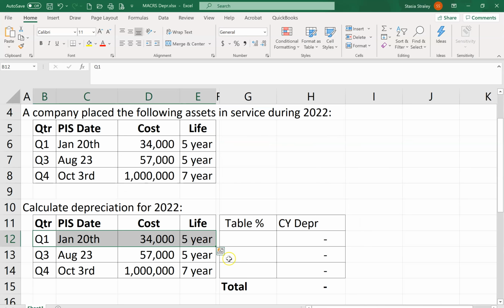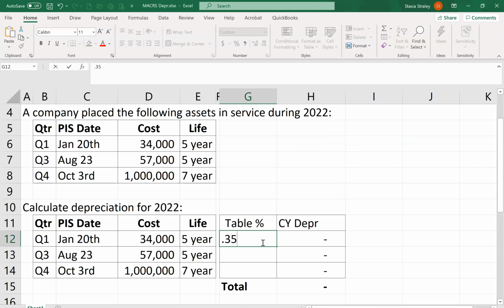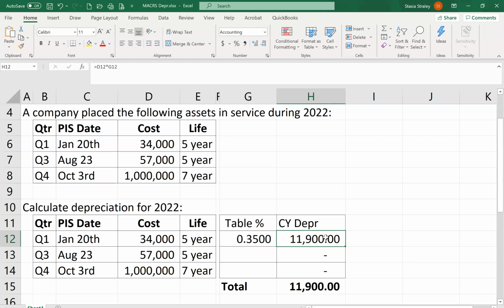So we're going to plug this in over here. So 0.35, 35%. And I have this set up to calculate automatically, but you can see you're just going to take the cost times the percentage that you pulled from the table. So our current year depreciation will be $11,900, which is the cost, $34,000 times the 35%.